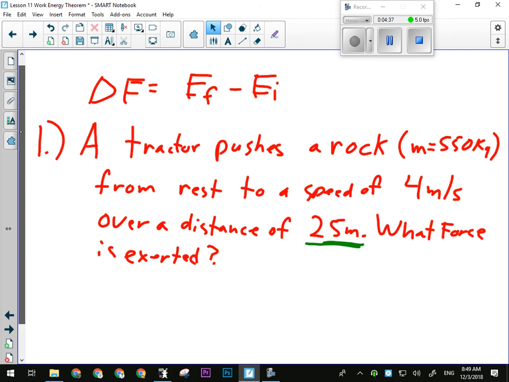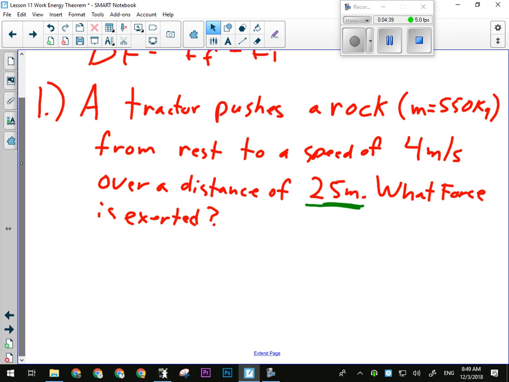I want you guys to try this one. It's very much like what we just did, except this time you're looking for the force instead of the final speed. In this question, the tractor is pushing the rock. Are we changing the energy of the rock by pushing it? It's going from rest, so it's not moving at all. When the tractor is done pushing it, it's moving at 4 meters per second. Have we changed its energy? Yes. What kind of energy did we change? It's kinetic energy.